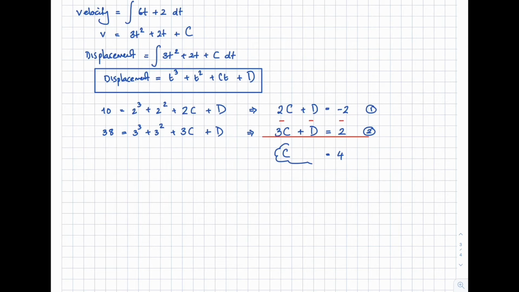and if c is equal to 4 we can substitute. I'm going to put it into number 2. 3 lots of 4 is 12, 12 plus something equals 2, so we can therefore say d must be equal to negative 10.